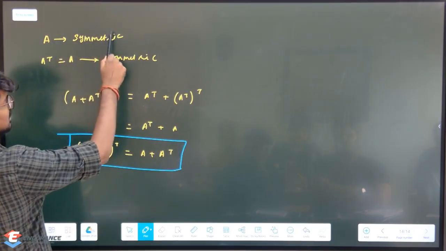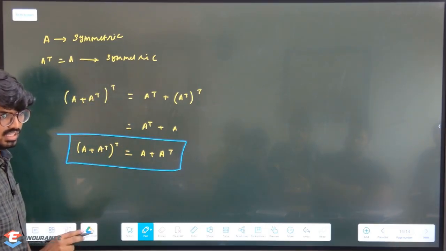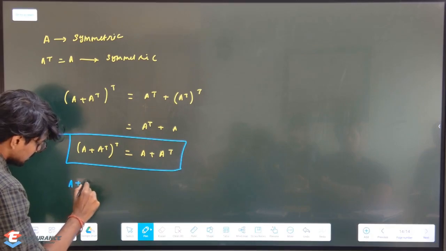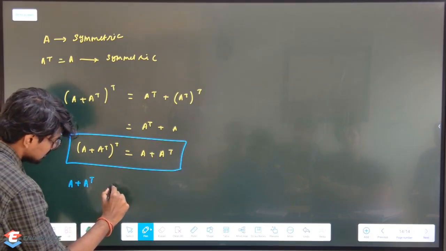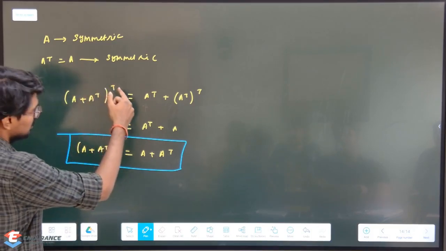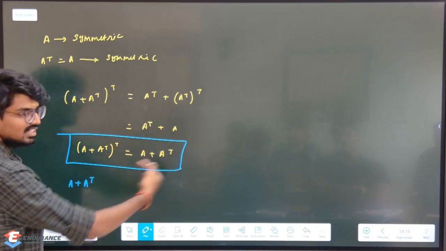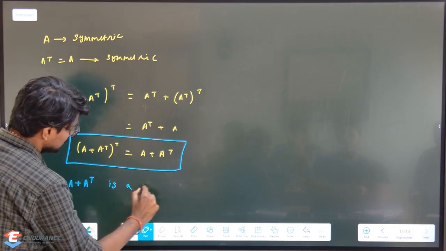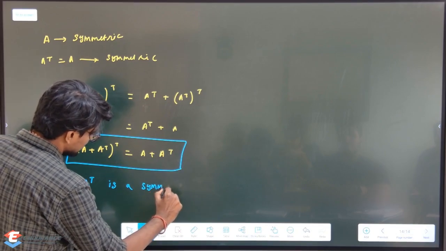See, A is a symmetric matrix, so A transpose will be equal to A. What is this A plus A transpose matrix? 2A. Okay, that is fine. My question is, what type of matrix is A plus A transpose? It is also symmetric. A plus A transpose whole transpose is equal to A plus A transpose itself. So this is also a symmetric matrix. Just wait.